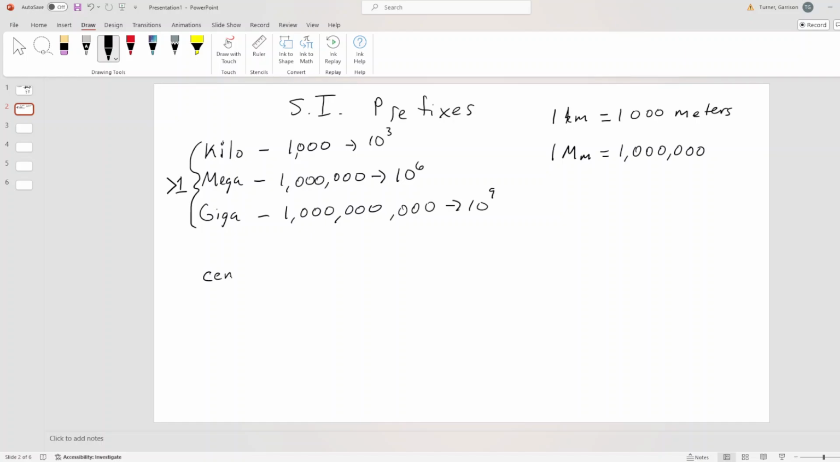So centi means 1/100th. Okay? Or this is often written as 10 to the negative 2. Milli means 1,000th. And this is often written as 10 to the negative 3. And micro is 1/1,000,000th.